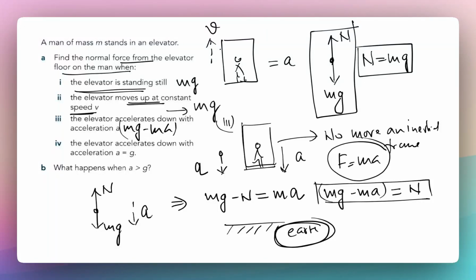Now what happens when a becomes equal to g? If a is equal to g, what will happen? This will also become mg, and my N will be equal to 0, right? So this will become 0.